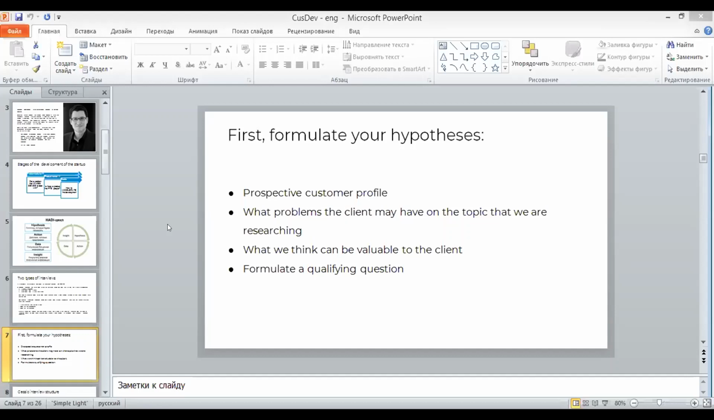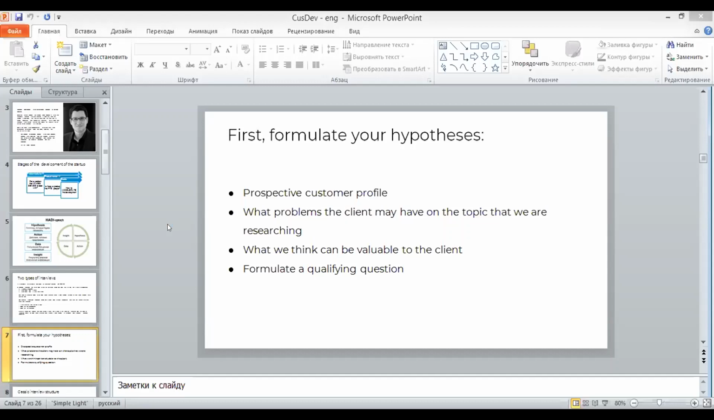Here are some points which might be valuable while you try to formulate this idea. We have to understand, on average, what the customer profile could be, because otherwise, as I mentioned, you swim in the ocean. Once you understand the customer profile, you understand your early adopters' criteria, who might be such people, and what problems the client might have on this topic.